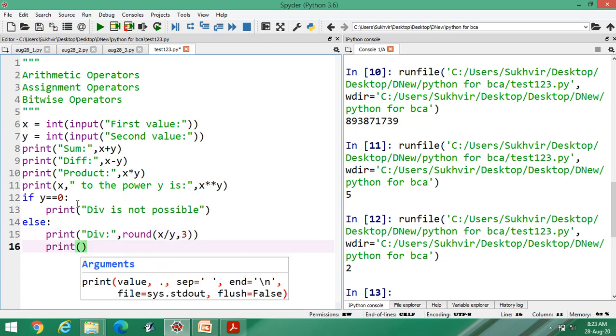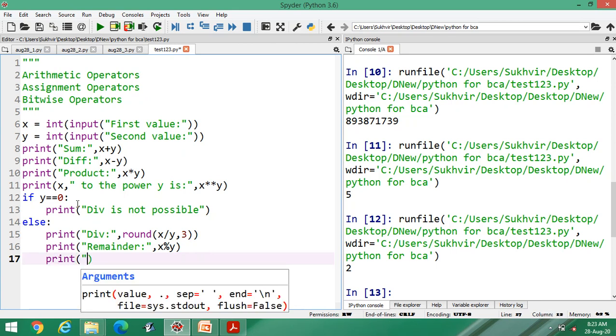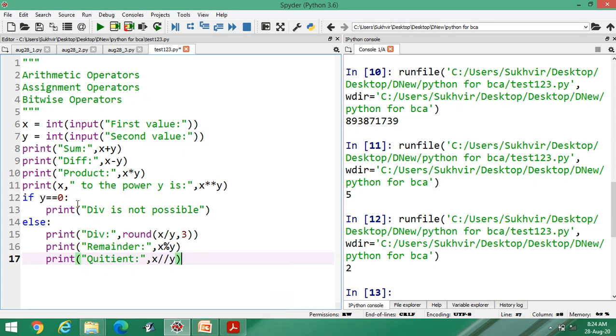Next one is second content. You can place here remainder, and you can write x modulus y, and then you can write quotient here, and x double slash y. It's also known as floor division. Now execute the program.